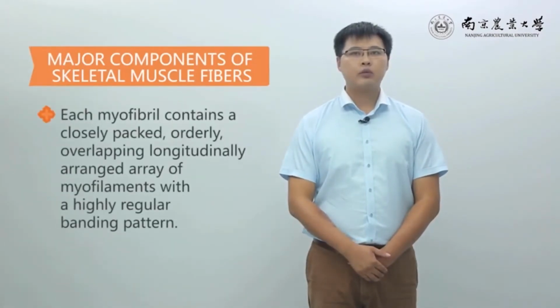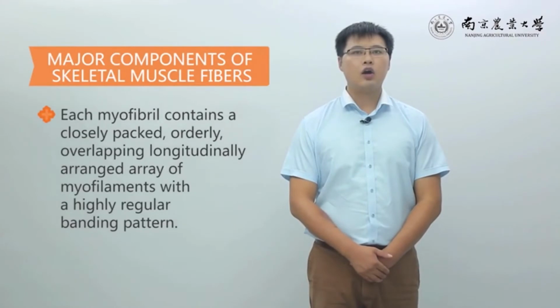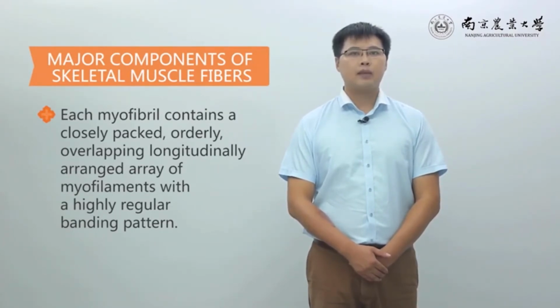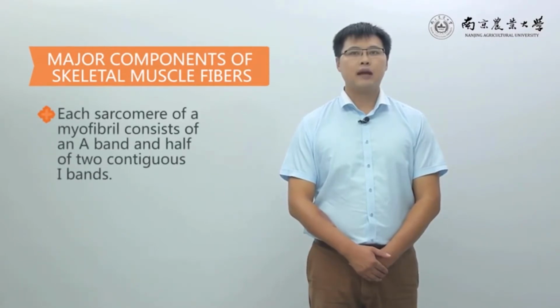The myofibrils constitute about 80% of the cell volume. Each myofibril contains a closely packed, orderly, overlapping, longitudinally arranged array of myofilaments with a highly regular banding pattern. Each sarcomere of a myofibril consists of an A band and half of two continuous I bands. The sarcotubular system is composed of two separate and distinct membrane systems of the muscle fiber, known as the sarcoplasmic reticulum and the transverse tubular system.